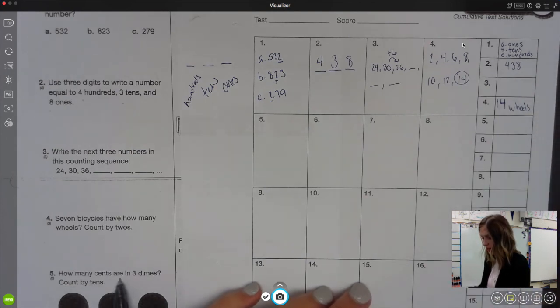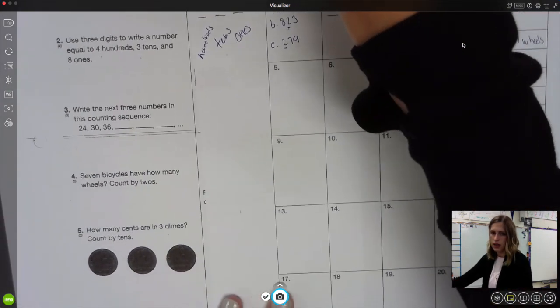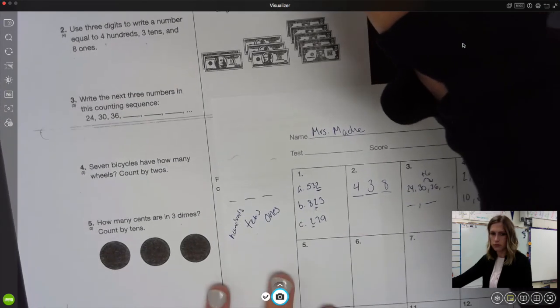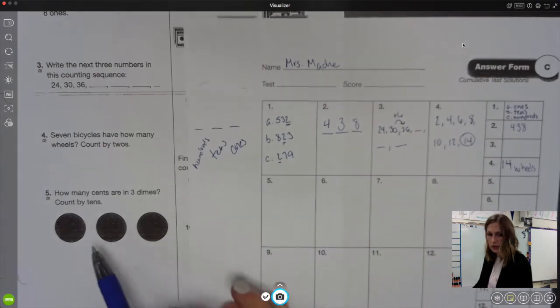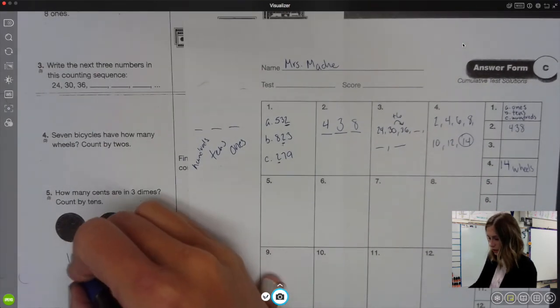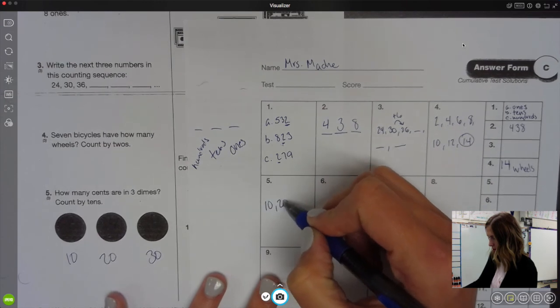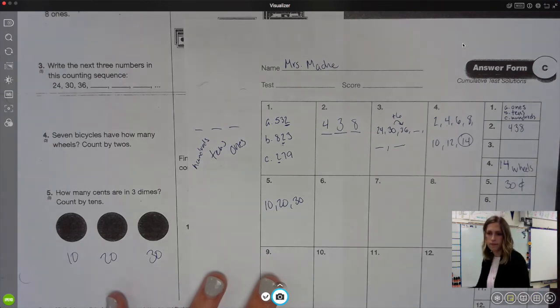Next, how many cents are in 3 dimes? Count by tens. All right, number 5 here. How many cents are in 3 dimes? Count by tens. 10, 20, 30. So write that on paper. How many cents? 30 cents.